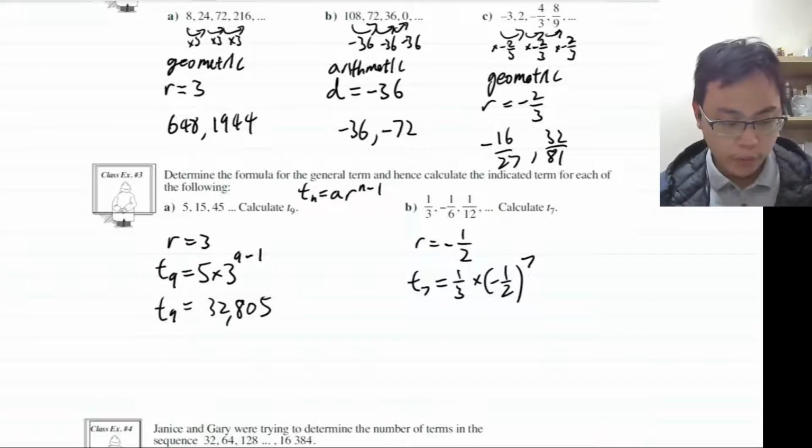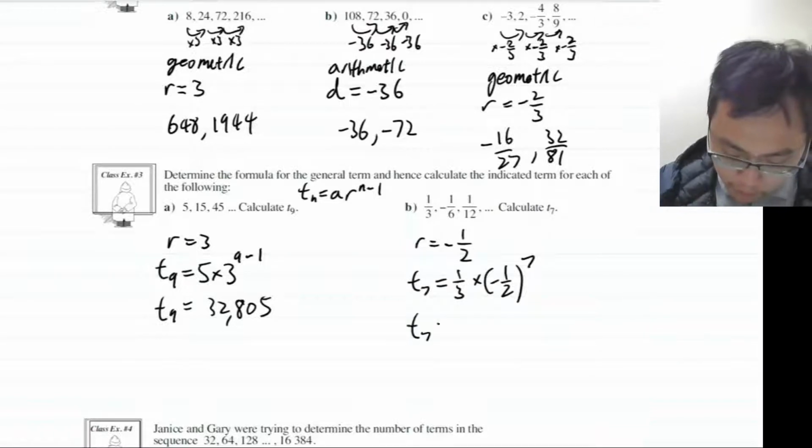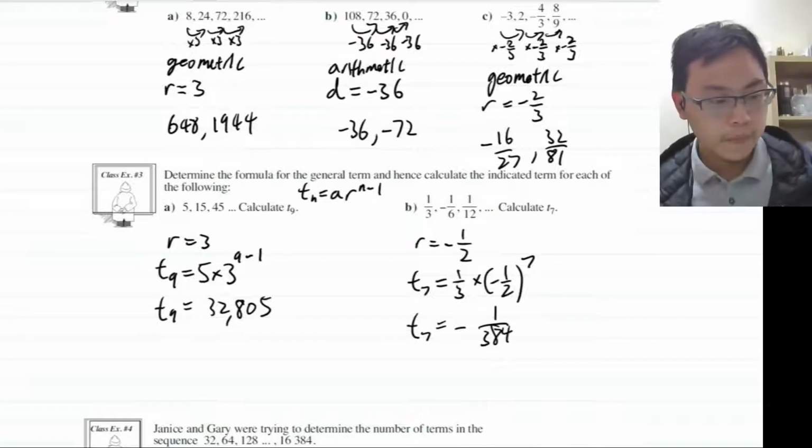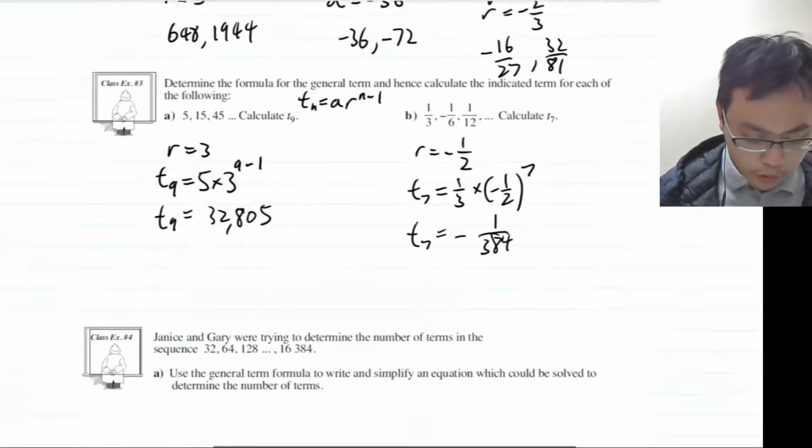So we have 1 over 3. Multiply that by bracket negative 1 over 2, all to the power 7. And you would get negative 1 over 384. Okay, moving on to the next example.